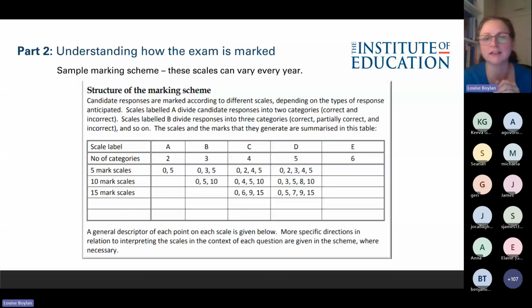Or 0, 3, 5, or maybe 0, 2, 4, 5, or sometimes 0, 2, 3, 4, 5, or sometimes 0, 2, 3, 5, right? I have at the top there, these scales can vary from year to year. So if you look back through marking schemes, what was a 10C one year might be 0, 4, 5, 10, another year it might be 0, 4, 7, 10, right? So these scales vary year on year, but the rough idea of it is the same every year, right? Is that you've got these categories, zero for nothing of any worth, then the low one is the low partial credit, then you've got your high partial credit or mid partial credit perhaps, and then you've got your full marks at the end.